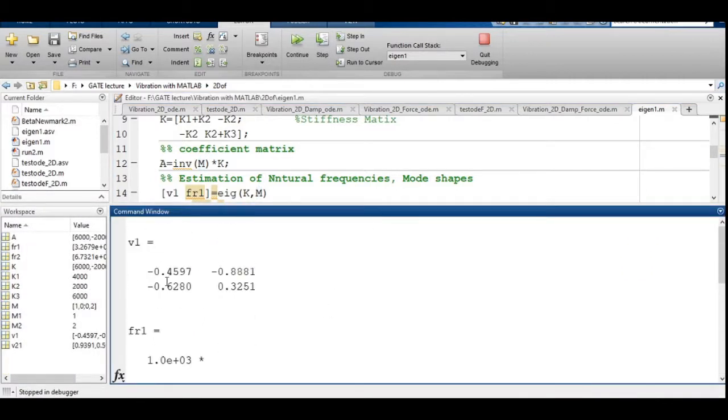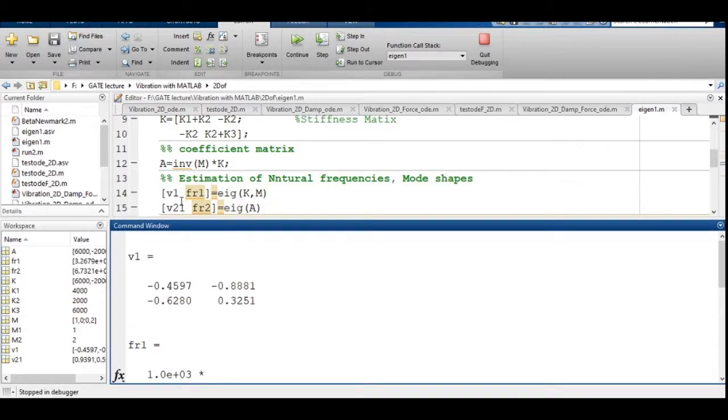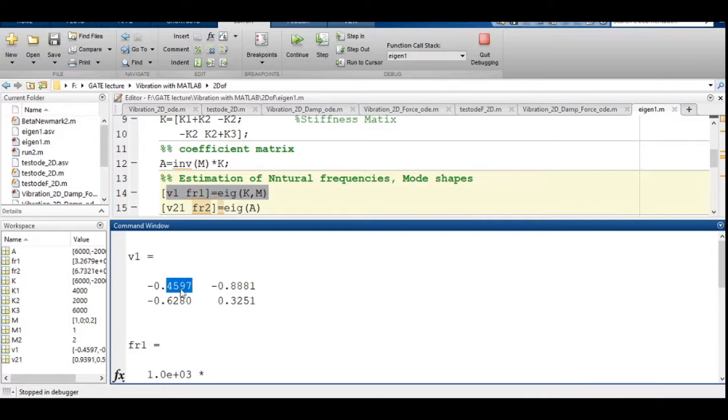You can see here that V1 is indicating the mode shape. I will just show you the answer. This V1 corresponds to the solution of line 14, where I have given K and M as input. You can see here that these are two negative values. If you do the normalization, what does it mean? It means if you divide this complete column by the first value, the first value will become +1, and the other value will have the same sign. So this will indicate the mode shape.